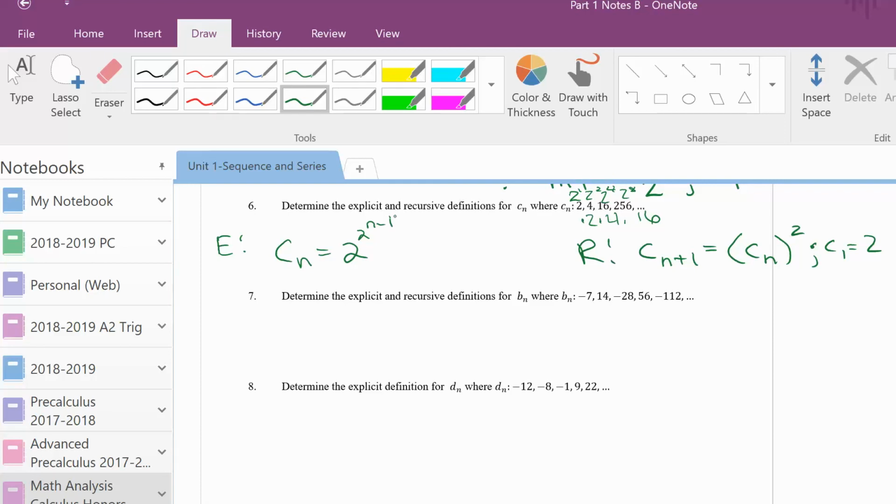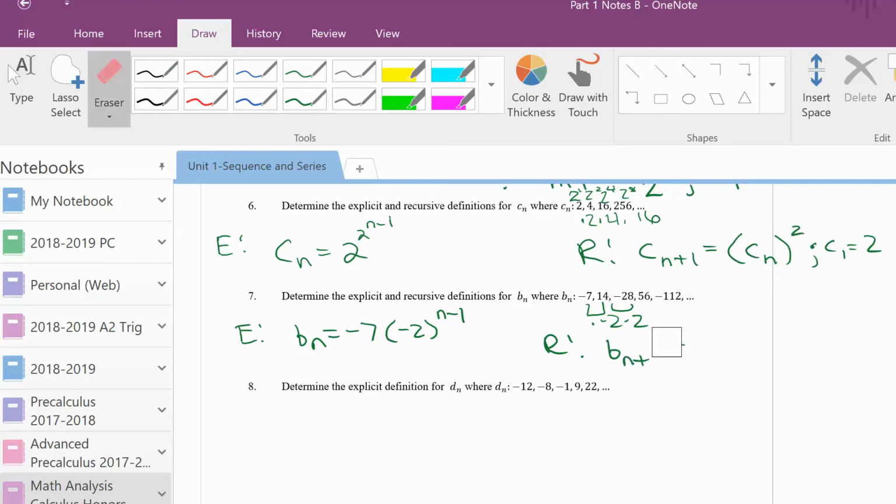For number 7, it's a little easier because notice you're multiplying by -2 to go to the next term. So this is an exponential one for the explicit. Notice your first term is -7, and then you're raising -2 to the n minus 1 power. And for the recursive, we're just multiplying from term to term by -2. So we take -2 times the previous term, where the first term is -7.